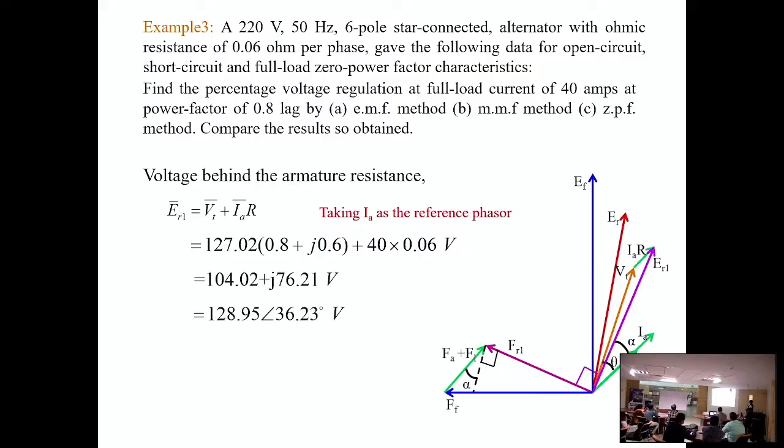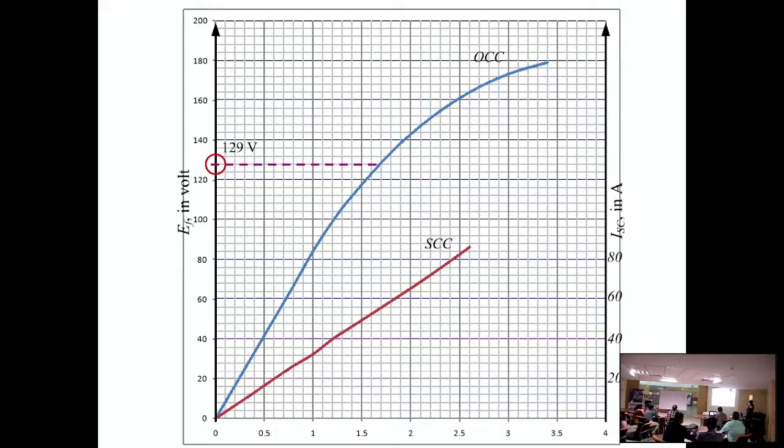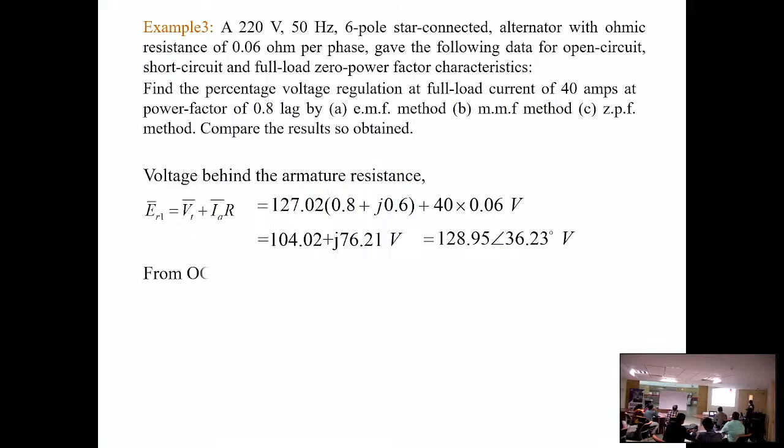Now go to your plot, identify this voltage on the EF axis. Draw a horizontal line that will intersect the OCC at some point. From that point, draw a vertical line to get the corresponding FR1. This voltage is approximately 129, so FR1 is 1.7 ampere. So FR1 at ER1 equal to 129 volt is 1.7 ampere. So FR1 is calculated.